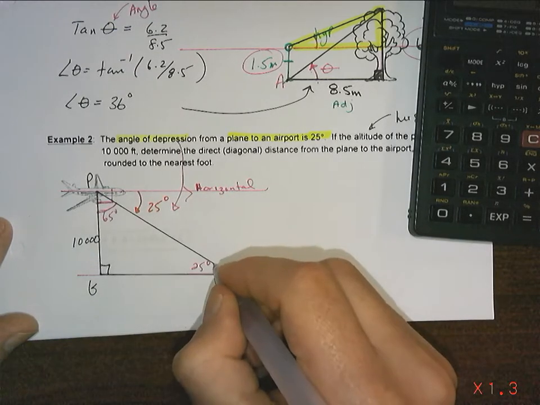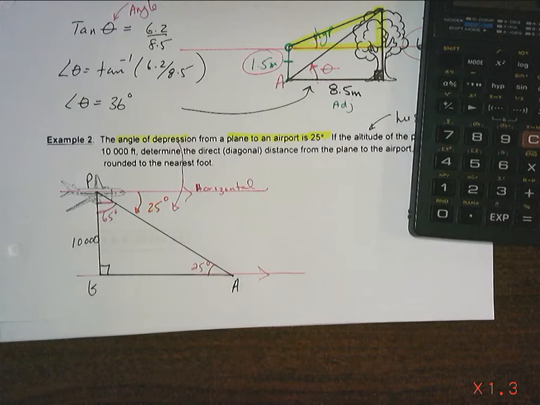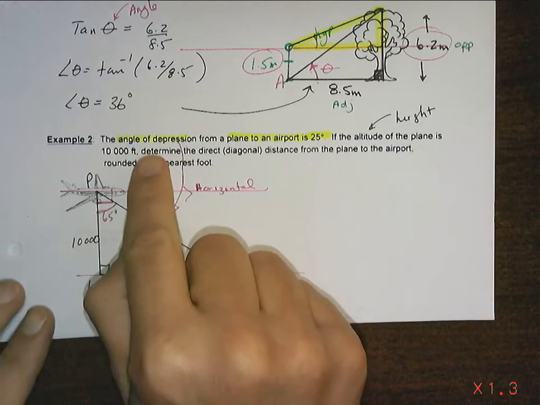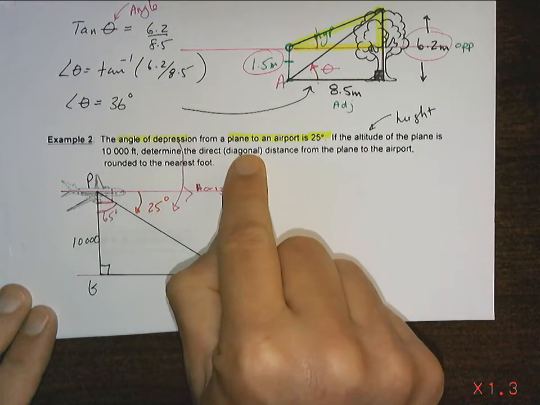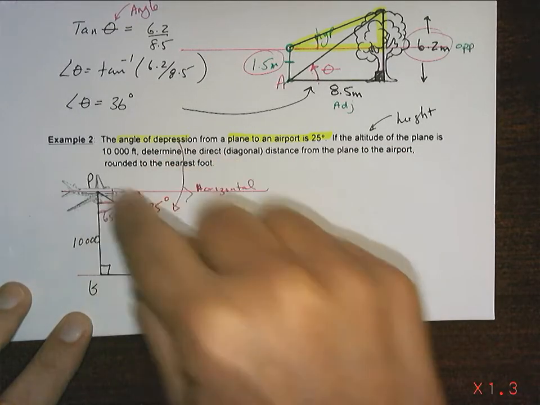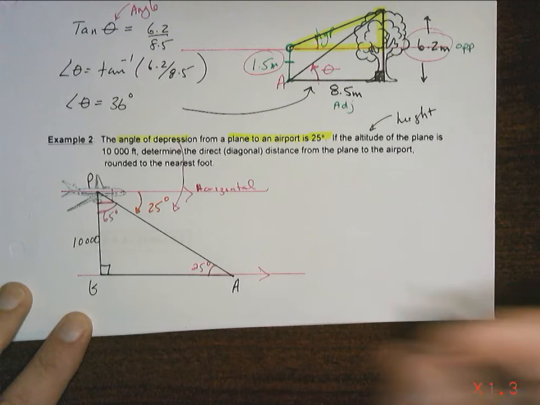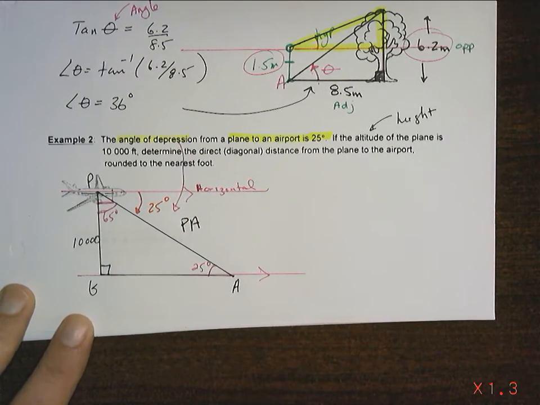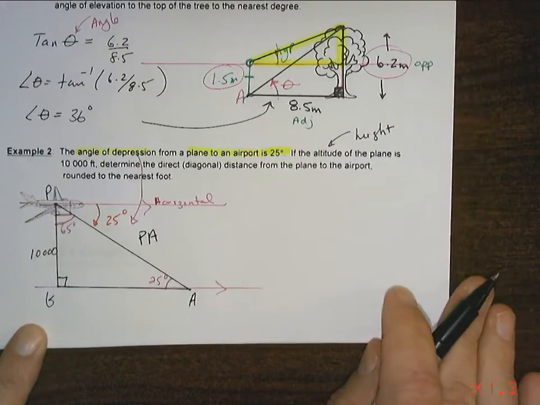So in this triangle, this is a little different than the other ones we've been doing. I found both interior angles other than the 90. So I'm going to have options, right? Options are fun. Okay, so what does the question want? Determine the direct diagonal distance from the plane to the airport. So we want to know the length of PA. You could have called it X, you could have called it D, you could call it whatever you want, but if I call it PA, I think everybody understands what I'm talking about.